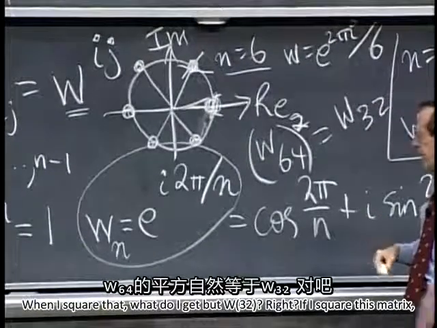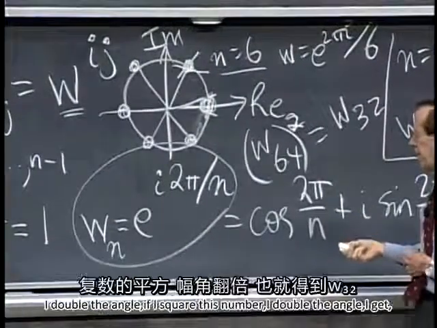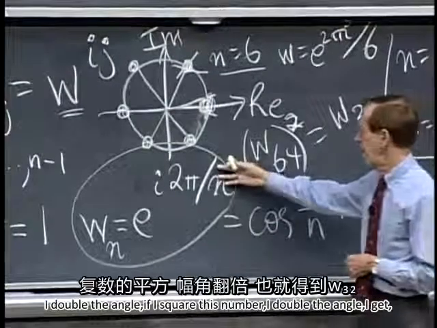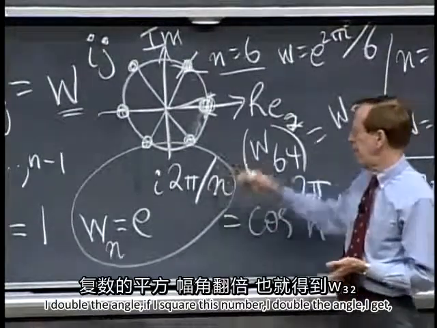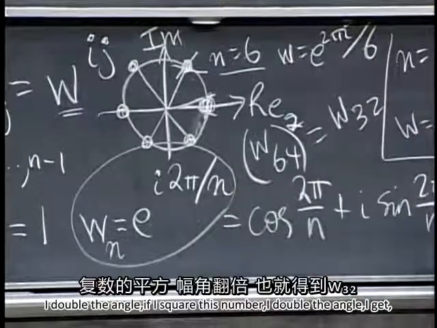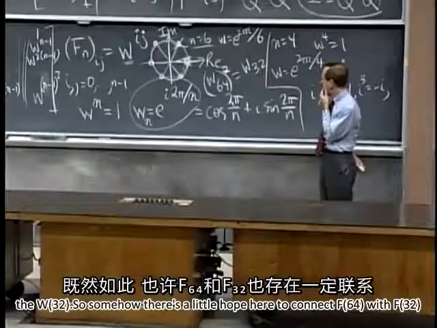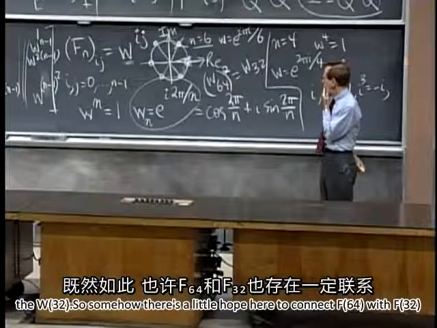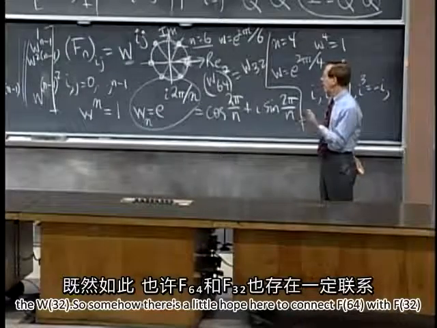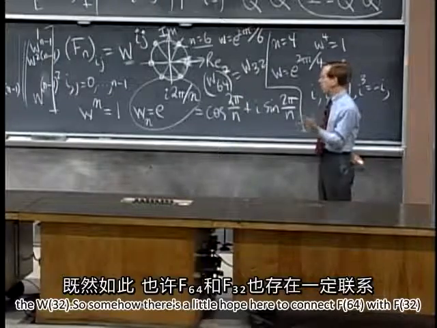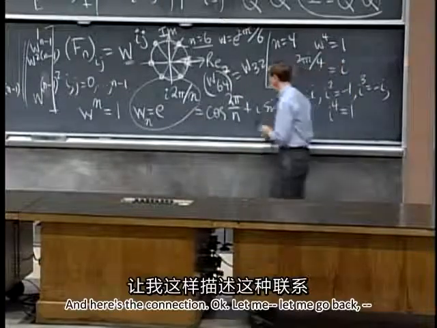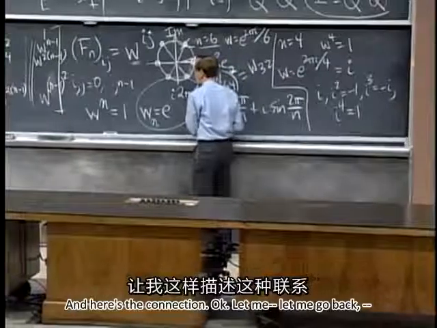Right? If I square this matrix, I double the angle. If I square this number, I double the angle. I get the W32. So somehow there's a little hope here to connect F64 with F32. And here's the connection. Okay.